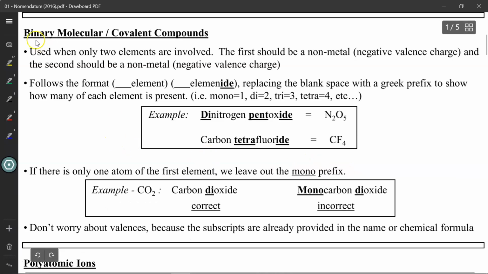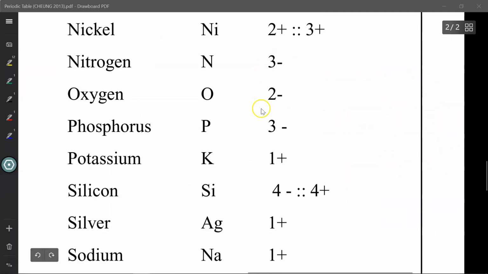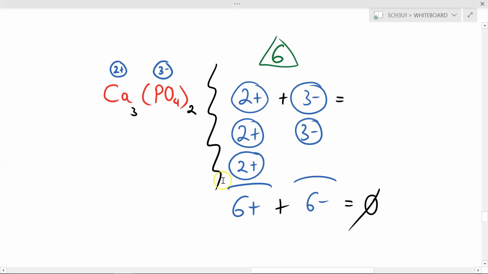Now the next naming system is called binary molecular or sometimes binary covalent. Again, only use this naming system when there's 2 elements involved. That's why it says binary. And only when it's a molecular or covalent compound. So that would be when the 2 elements are nonmetals on this side of the staircase. Now because we're only dealing with nonmetals, and nonmetals typically have a negative valence charge, it won't be possible to follow the zero-sum rule because both sides would be negative and you'd never add up to 0.